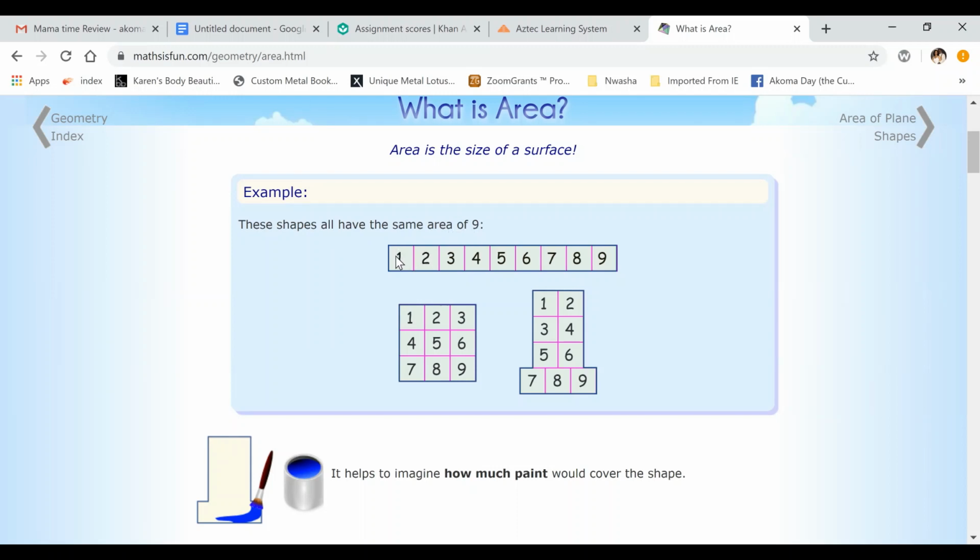This one is a row of 1, but they have 9 blocks. So that's 1 times 9 is 9. This one is a square where there's 3 across and 3 down. So 3 times 3 is 9. And this one is a composite shape, which basically just means there's kind of like 2 shapes. There's this one rectangle and then there's another rectangle. But if you count every square, it still goes up to 9.